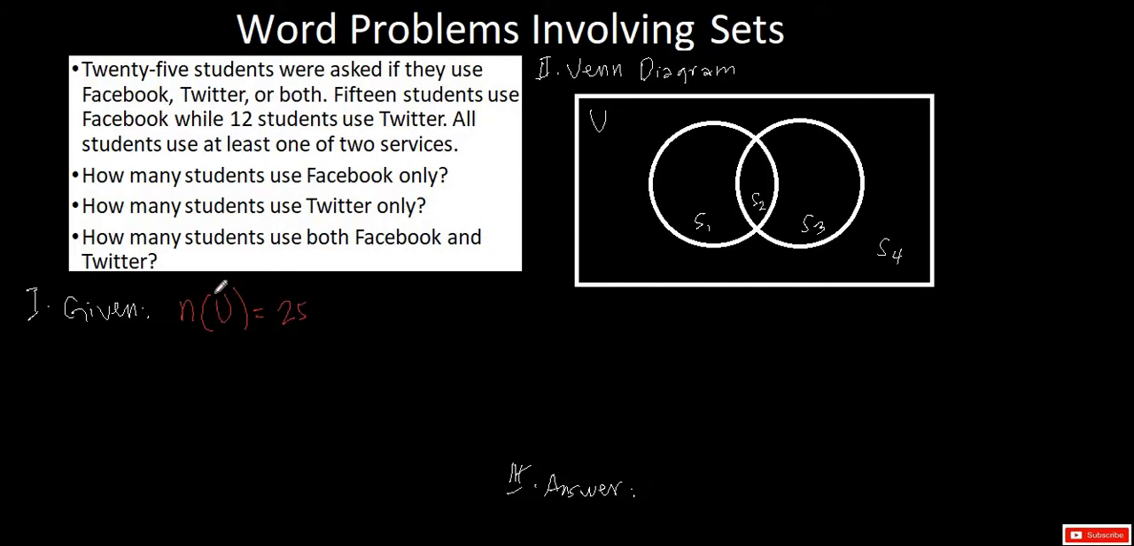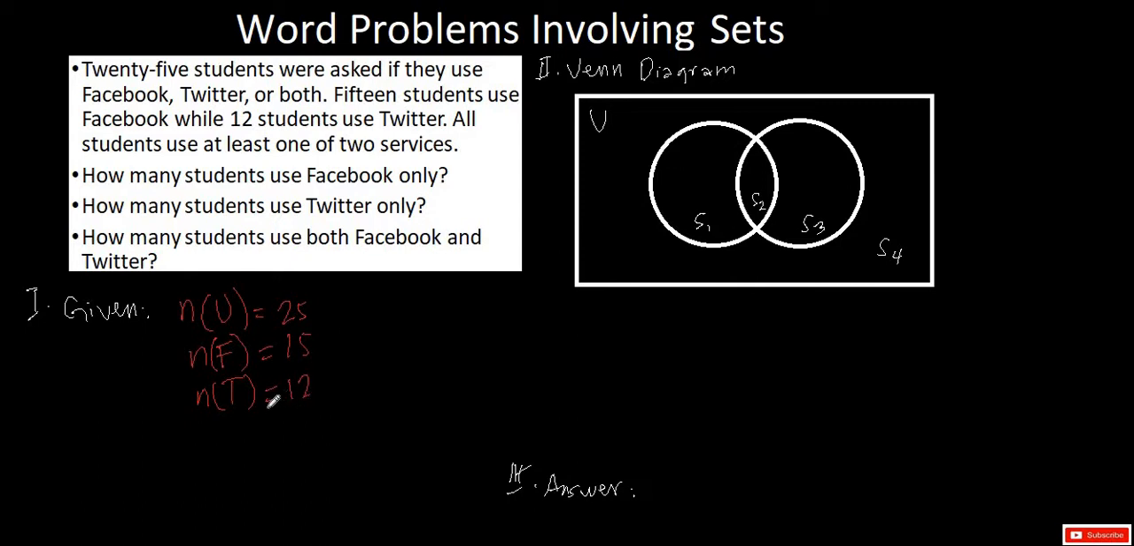And then we have another set. There is a set of students here who use Facebook, and we let the set of students who use Facebook be set F, and the cardinality of set F is equal to 15, since there are 15 students who use Facebook. Another set in the problem is the set of students who use Twitter. So we let T be that set, and the cardinality N of set T is equal to 12, since there are 12 students who use Twitter.